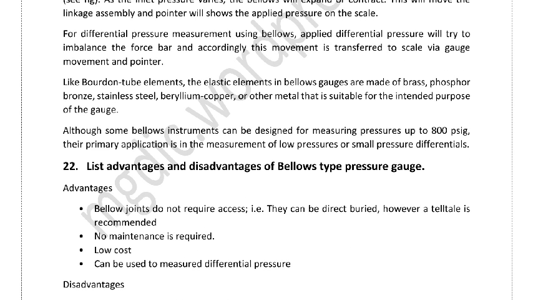Like the Bourdon tube element, the elastic element of bellows gauges is made of brass, phosphor bronze, stainless steel, beryllium copper. So many materials are used. Although some bellows instruments can be designed for measuring pressure up to 800 psi, their primary application is the measurement of low pressure or small differential pressure.